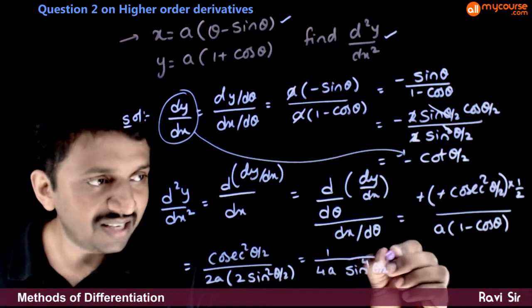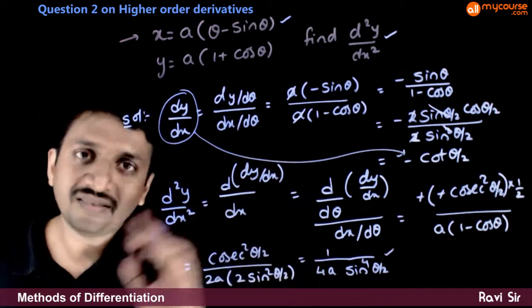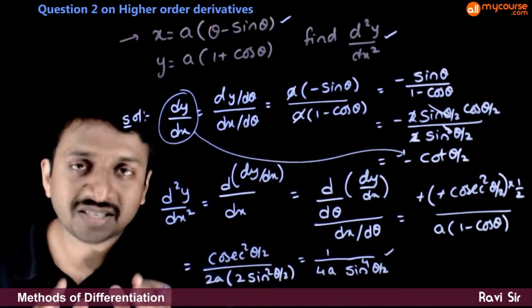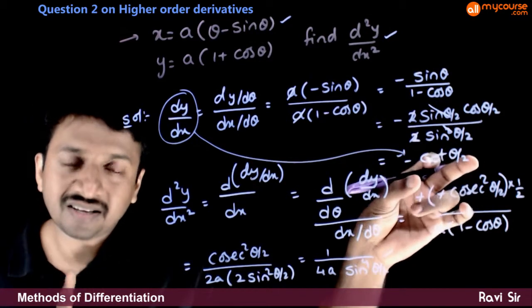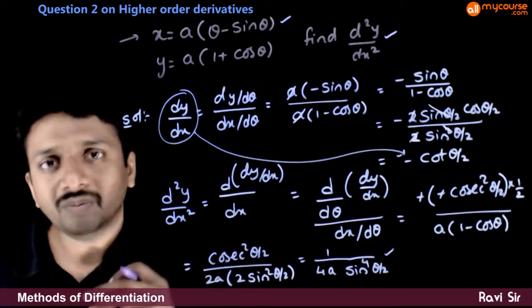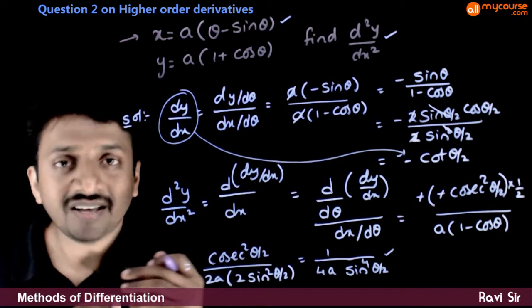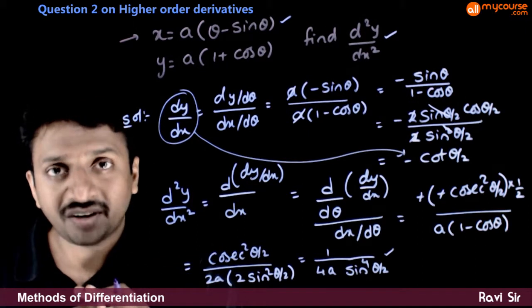You can very clearly see that this answer is also in terms of the parameter theta. So I hope you understand what we are doing. At each stage you differentiate the function with respect to theta, but you divide it by dx by d theta extra. So that's how you go for higher derivatives in parametric functions.